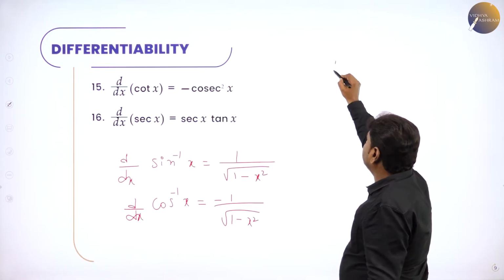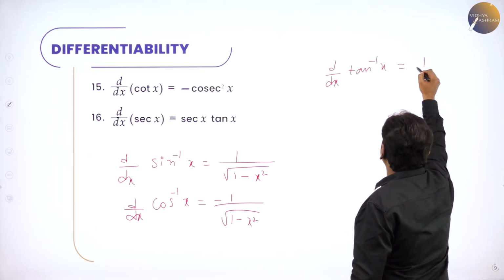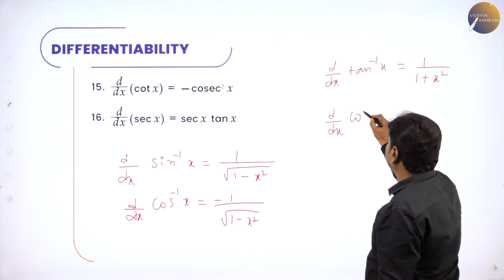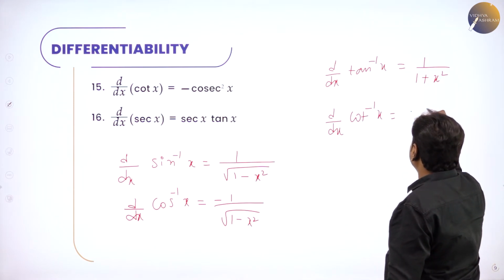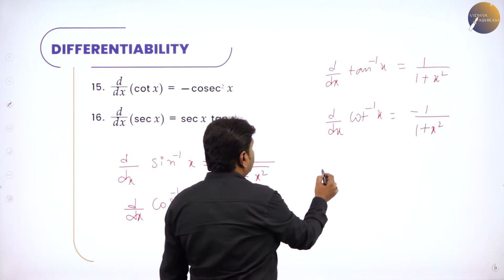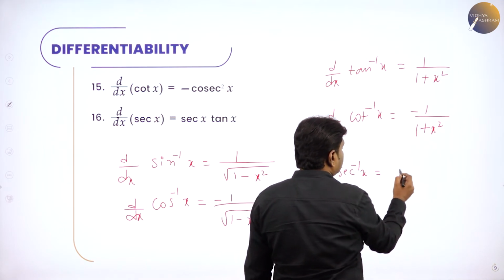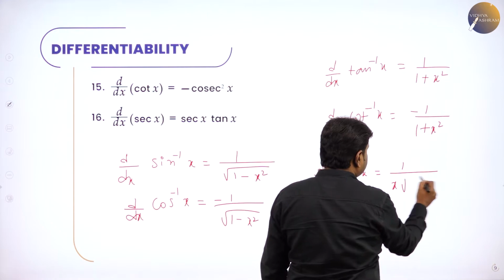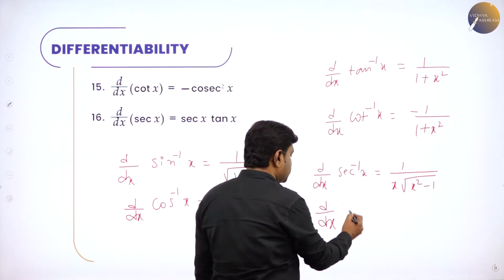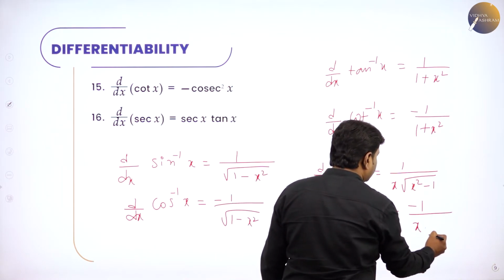And then d by dx of tan inverse x is 1 by 1 plus x square. D by dx of cot inverse x is the same function but with minus: minus 1 by 1 plus x square. Then the derivative of secant inverse x is 1 by x into root of x square minus 1. And the derivative of cosecant inverse x is minus 1 by x into root of x square minus 1.